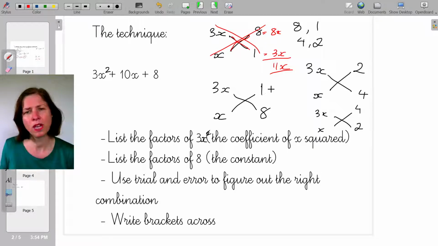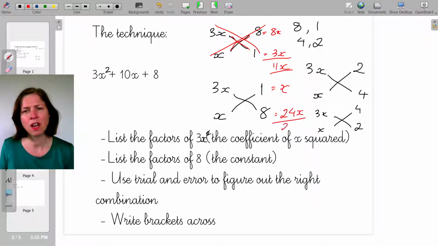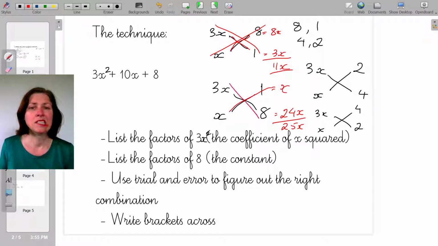x times 1 is going to give me x. 3x times 8 is going to give me 24x. Add them together, I get 25x. Is that the same as 10x? No, still no. Okay, let's go to the next possibility. x times 2 gives me 2x.